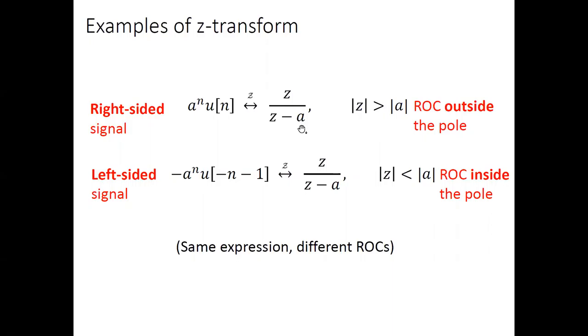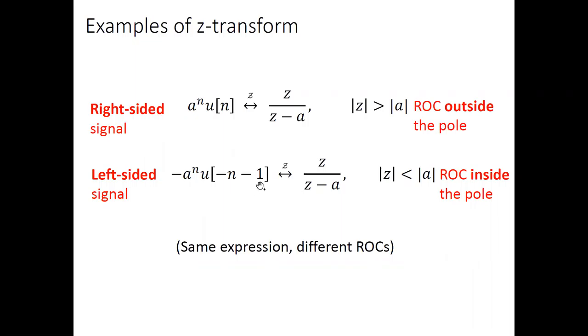And because A is a point, when Z equals A, the denominator equals zero. From the last chapter, the Laplace transform, we know that such a point A is called a pole of the Z transform. In other words, the ROC for the first example is outside of the pole. The ROC for the second example is inside the pole. And whether outside or inside the pole is also related to the structure of the time domain signal. For the first signal, because of this u of n, we call it a right-sided signal, because u of n is one when n is larger than or equal to zero.